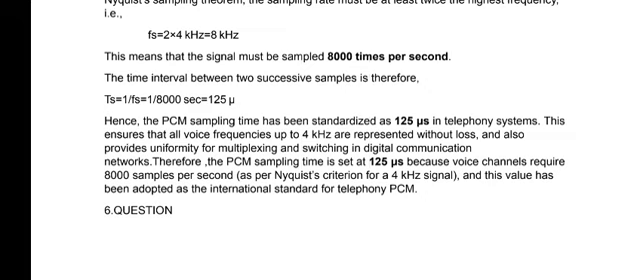The time interval between two successive samples is 125 microseconds. Hence, the PCM sampling time has been standardized as 125 microseconds in telephony systems. This ensures that all voice frequencies up to 4 kHz are represented without loss, and also provides uniformity for multiplexing and switching in digital communication networks.